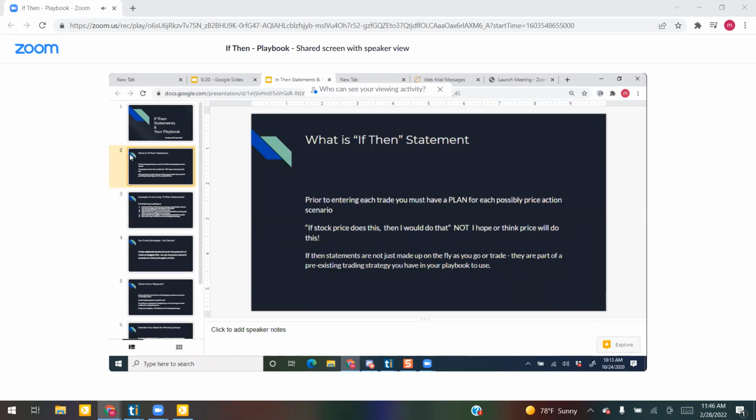So an if-then statement is really this simple. If the stock or price action does this, then I am doing that. And I'll repeat, if the price is doing this, then I am doing that. It sounds very simple, but for each trade, you can have 2, 3, 4, 5 different if-then statements based on the trading strategy that you're using. And that's another key concept, okay?